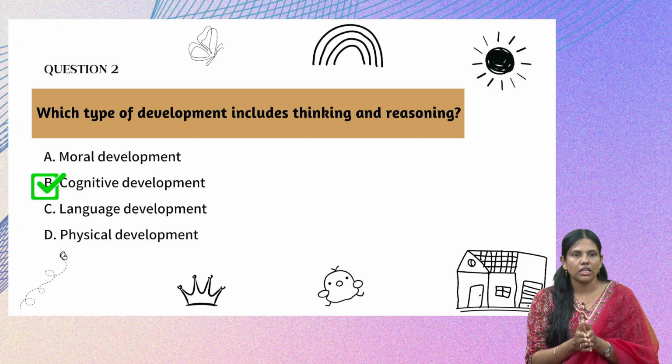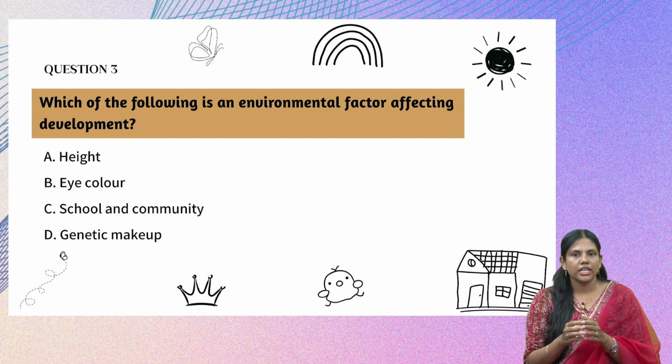The next question is, which of the following is an environmental factor affecting the development? Height, eye color, school and community, and genetic makeup. If we see height, eye color and genetic makeup, all these three are biological aspects which have nothing to do with the environment around the student, environment around the child. So this is not a factor that will be affecting.